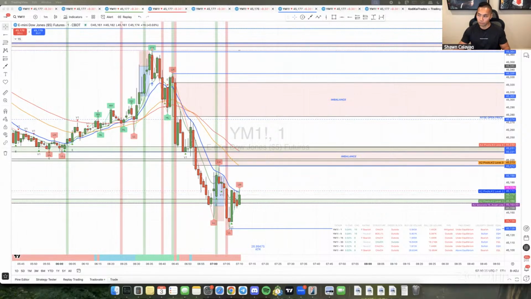So we got nothing going on here, guys. I am still following market structure here. There's no market structure. The price is kind of just going back and forth, back and forth.